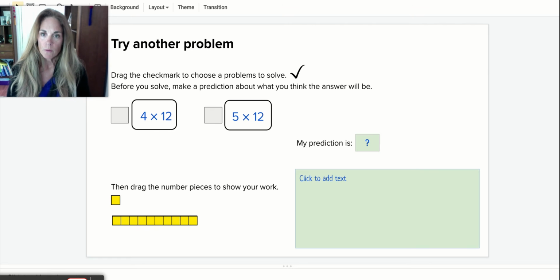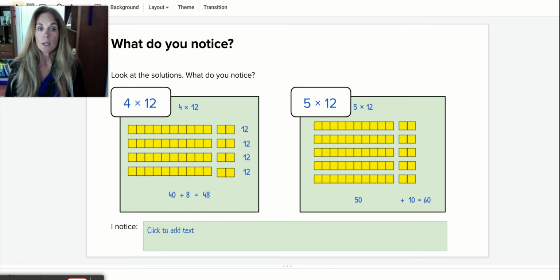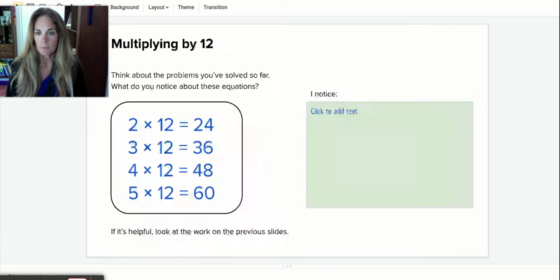Then you're going to have a chance to solve another one, and you can choose which one you want to do, 4 or 5 times 12, and do the same thing. Make sure you make a prediction, and then again, you're going to see how those two different multiplication problems are shown using blocks.